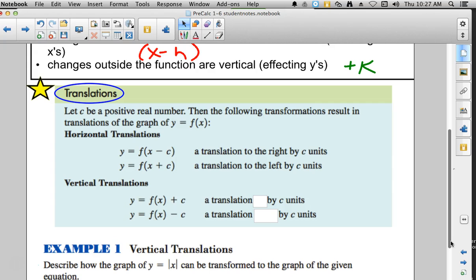Vertical translations, well, that's normal. That just totally makes sense. If you add after you already have the function, it's going to go up. If you subtract after you've already had the function, it's going to go down. So K is really intuitive. H is the one where we have to do a little thinking about the opposites.